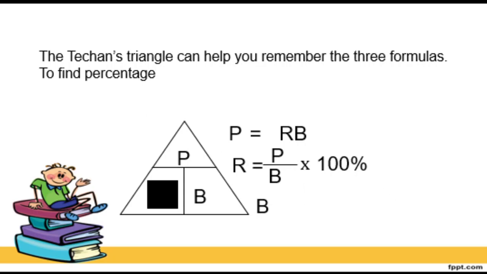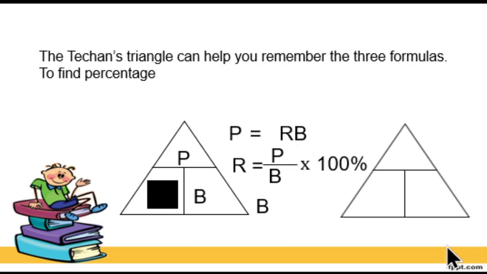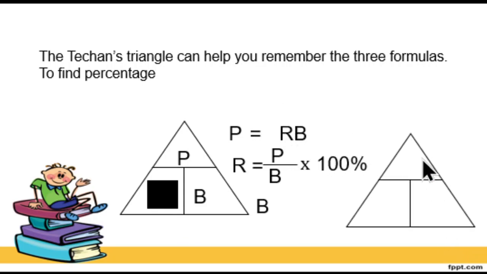If we're looking for the B, here is the R, and on top of the triangle is the P, and here is the unknown, which is the B. So B is equal to P over R. Okay, so the percentage divided by R.